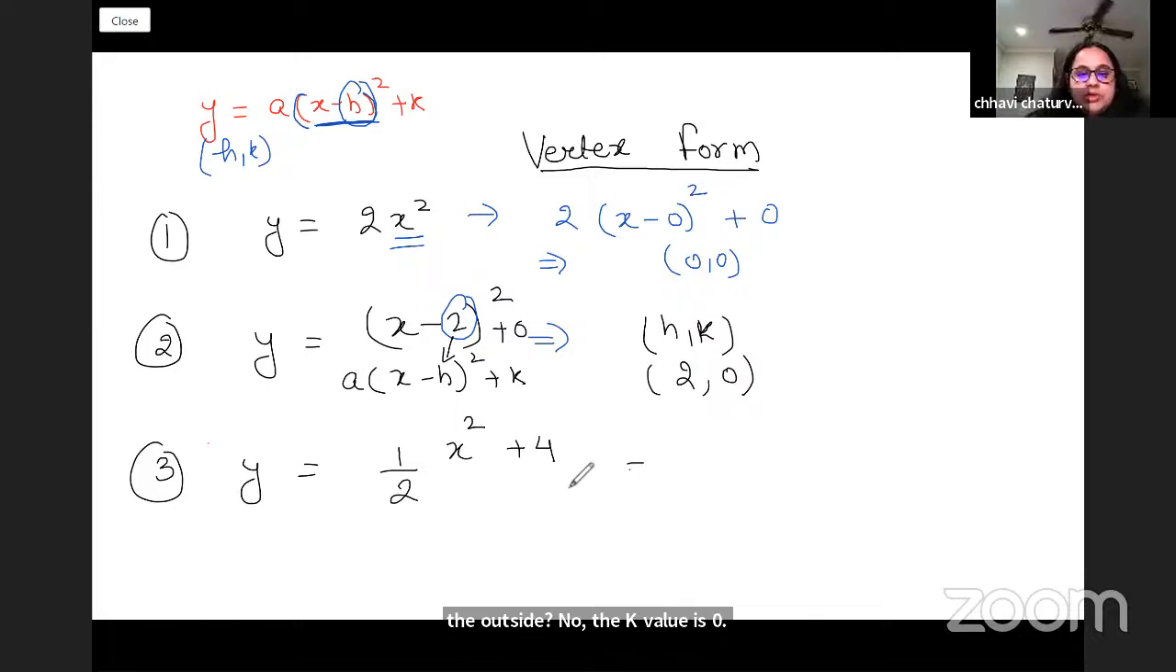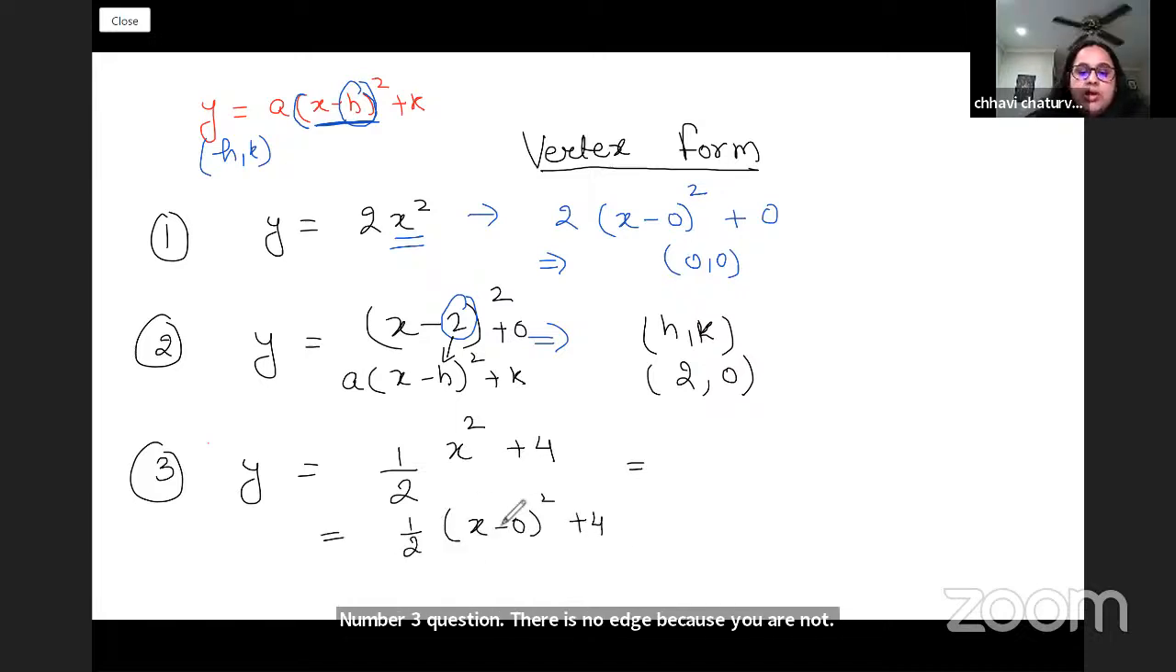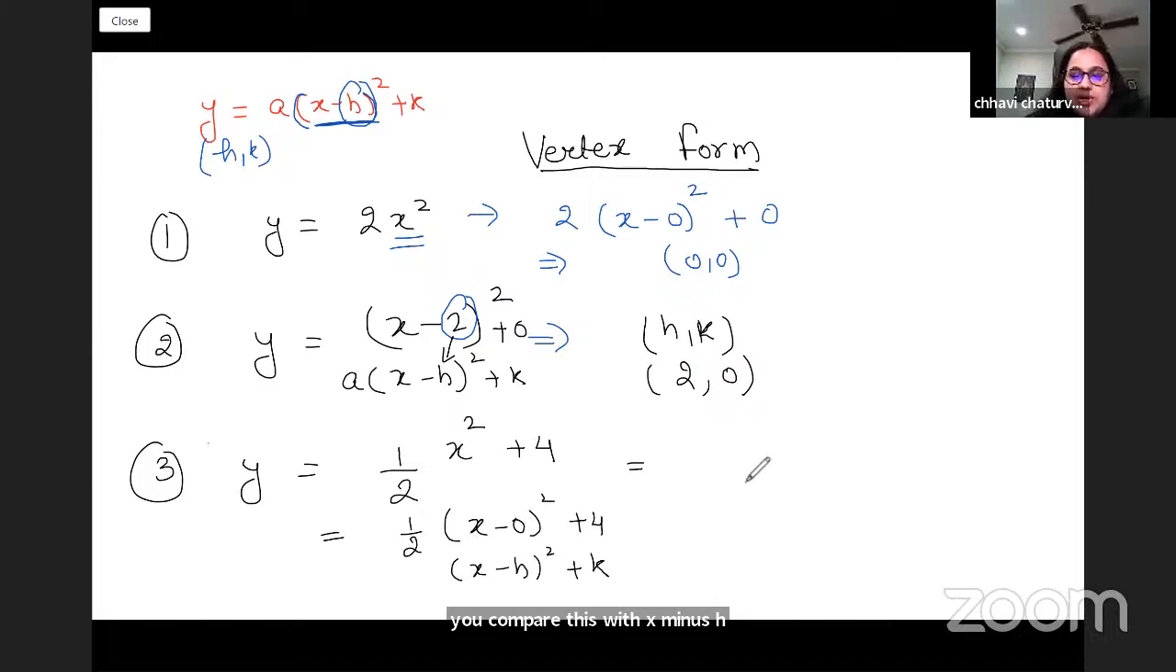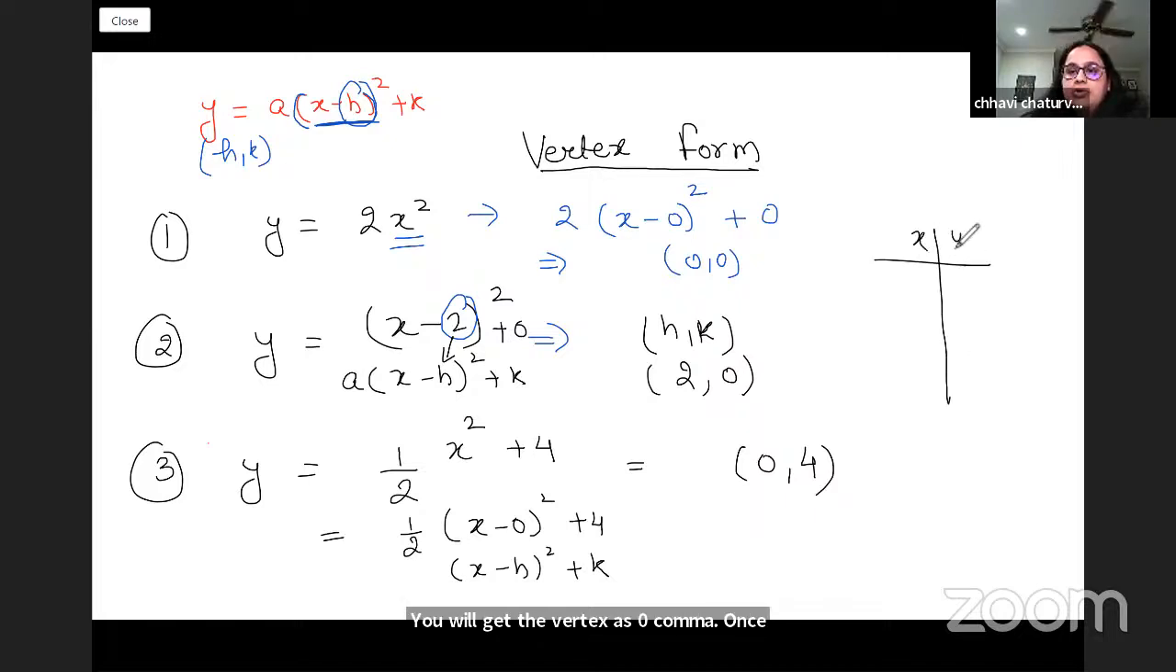Number 3 question, there is no h. Let's rewrite this as x minus 0 squared plus 4. And if you compare this with x minus h squared plus k, you will get the vertex as 0, 4. Once you find out the vertex, you can put that vertex in the middle of your table. You can choose the neighboring points, put those values in the equation, and get your output.